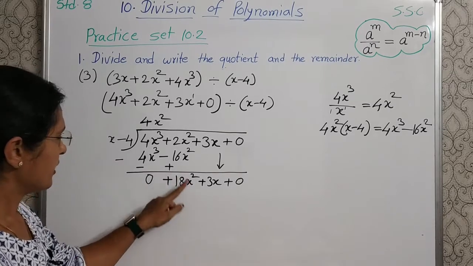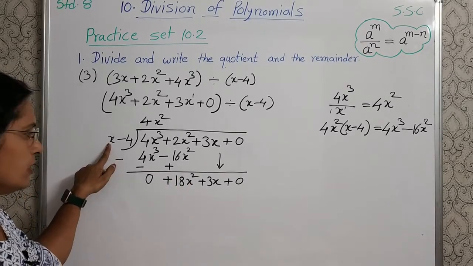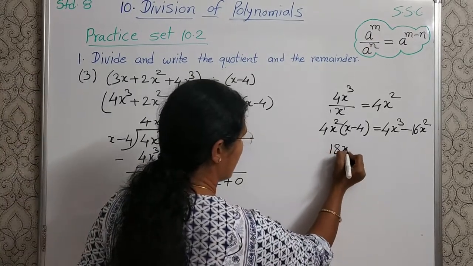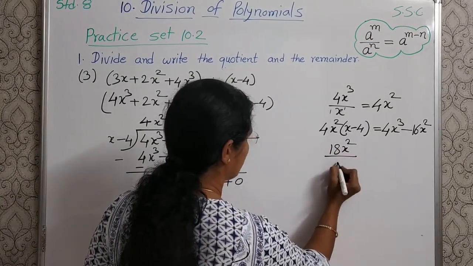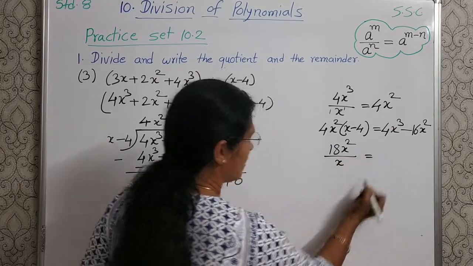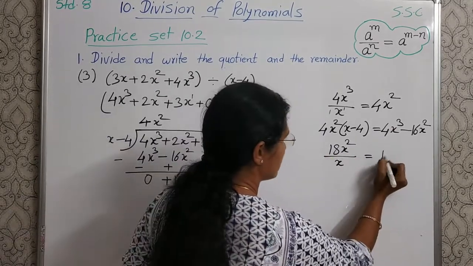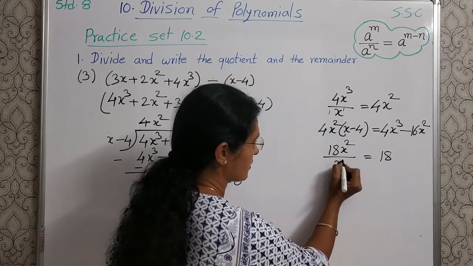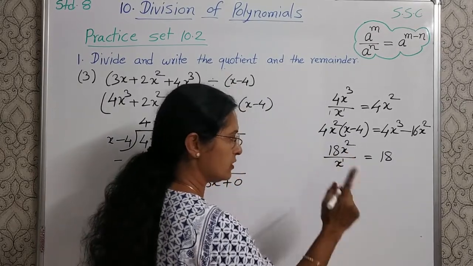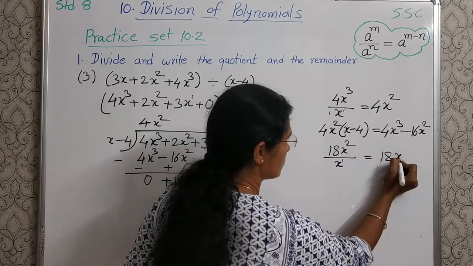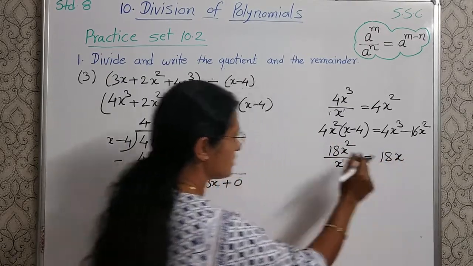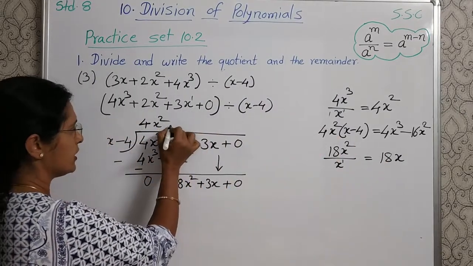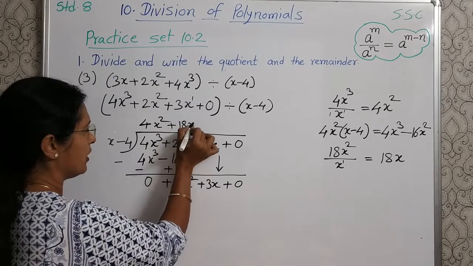Now take the first term 18x square and divide it by the first term of the divisor. So 18x square divided by x. Now here in the quotient 18 and variable x square by x raised to 1. So 2 minus 1 is 1, that is x raised to 1. So it is x only. 18x is the quotient, we write it here, that is positive 18x.